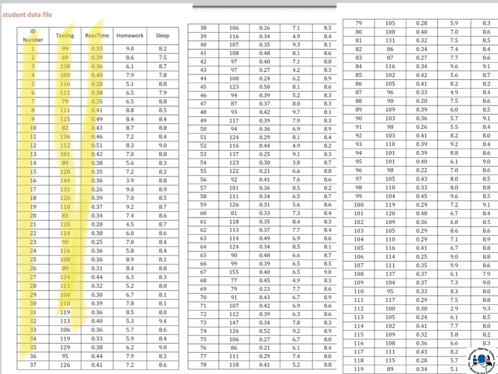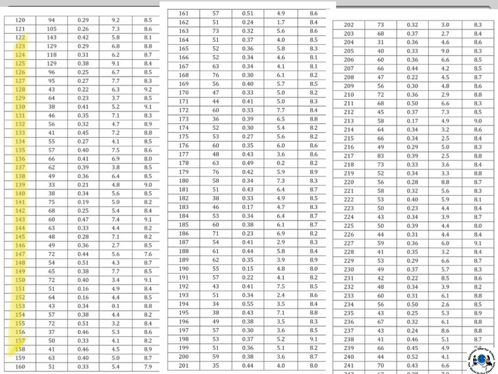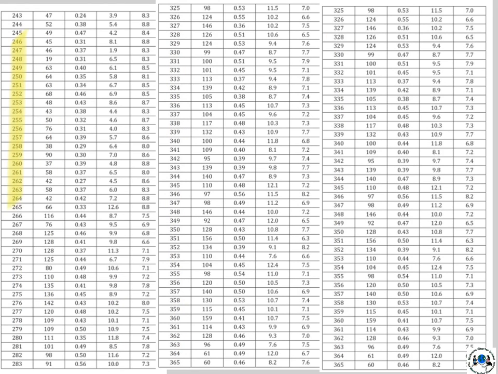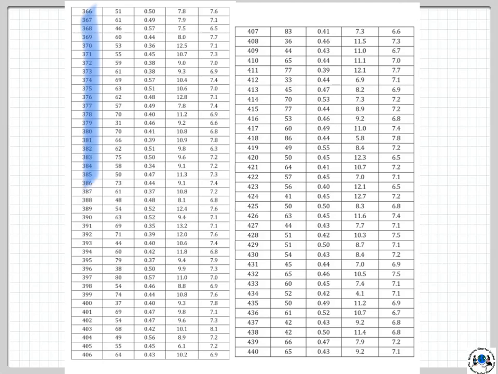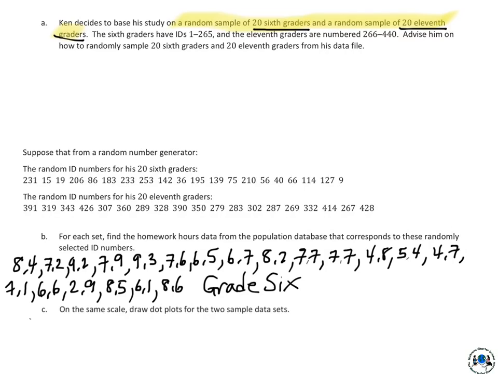Okay, so all of those are there, and all of these are going to be 6th graders because they go all the way through to, I think, our last 6th grader right here, 265, and then the 11th graders begin after that. But again, you don't really need to know this. I'm just explaining what all of these are. These are all of our 11th graders, all their data. Again, don't really need to know any of this, but I'm showing you anyway. Okay, so there's all of that.